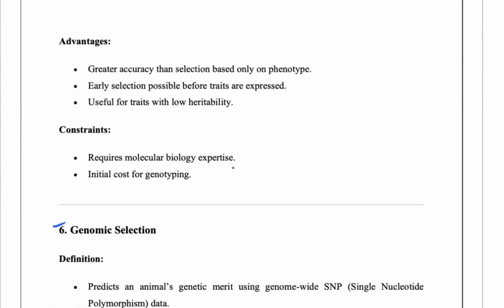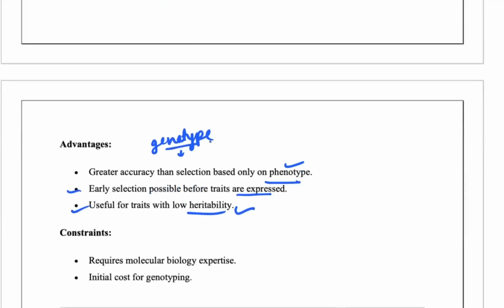Now the advantage of this particular thing is greater accuracy than selection based only on the phenotype, because you are talking now about the genotype. So genotype based selection is actually more advanced than phenotype based selection. Early selection is possible before the traits are expressed, because you know the particular expression of the trait. Then it is useful for traits with low heritability. Sometimes a trait is very important, very useful, but it is not inheritable in the same manner. The percentage of inheritance is different, so you can basically select that particular trait from the DNA marker.